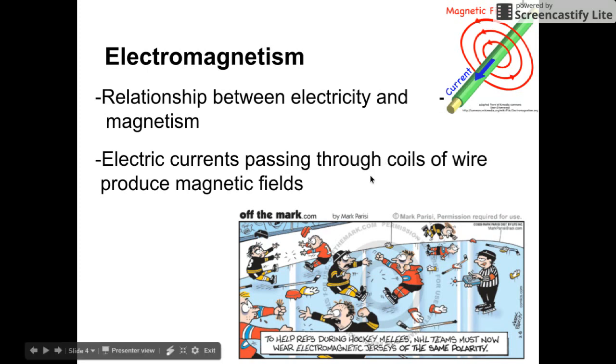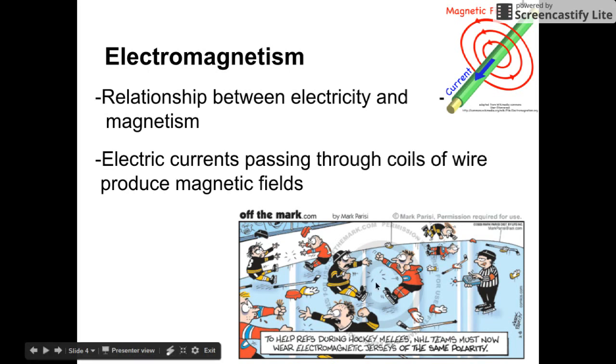Down in this comic, we have a hockey game, and just like any good professional hockey game, there are fights. So it says to help refs during hockey melees, NHL teams must now wear electromagnetic jerseys of the same polarity. So here we have the referee. He has the on switch, and we have the opposite teams going against each other.